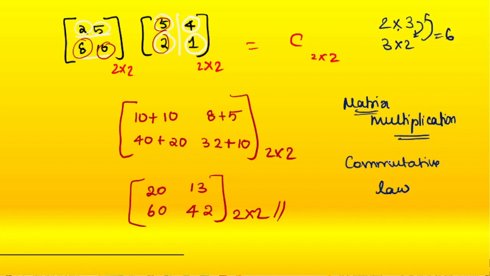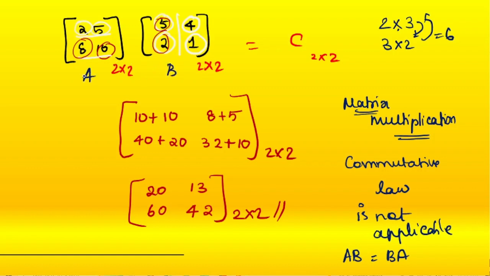But when you talk about matrix multiplication, the commutative law is not applicable. That means A into B will not be equal to B into A. Because just look here, if this is A and this is B matrix, in A matrix we are considering only the row, and in B matrix we are considering only the column, so it will differ. So the commutative law is not applicable for matrix multiplication. That means AB is not equal to BA.